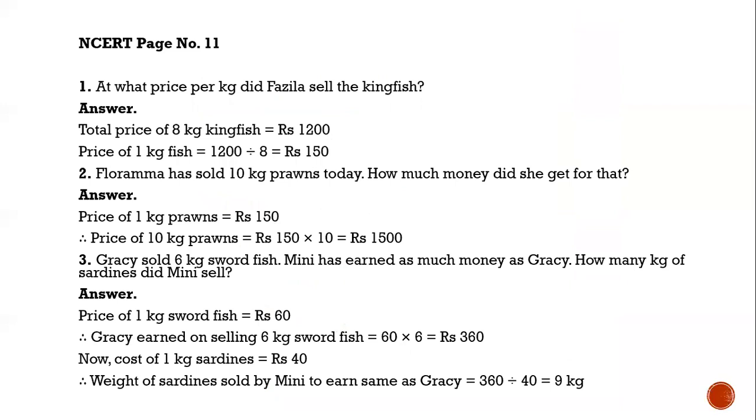We can see, price of 1 kg prawn is rupees 150. So 10 kg prawns is 150 multiplied by 10 because she sold 10 kg prawns. So this is rupees 1500.